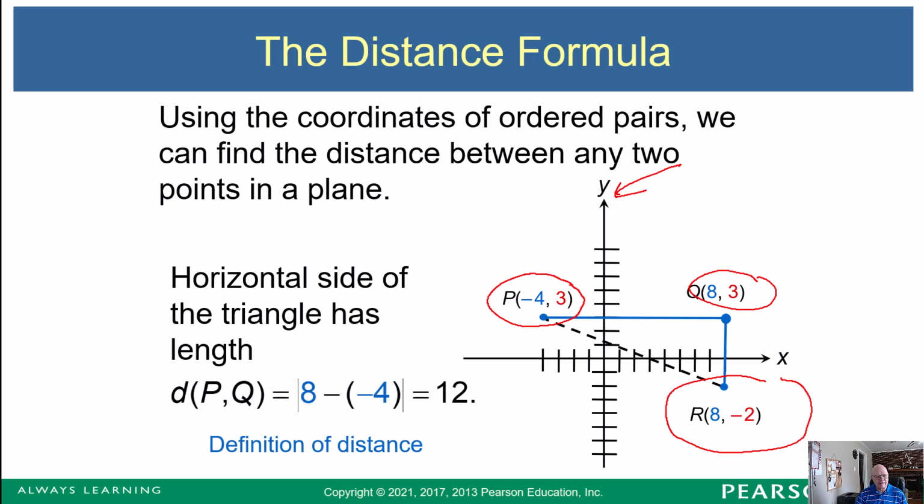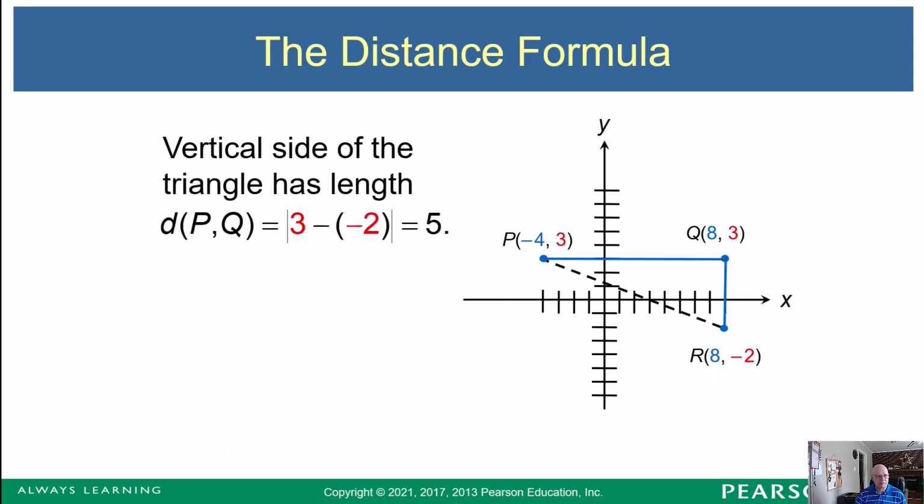Each one of the sides has a length. And the distance is just the difference between the two x coordinates, or the difference between the two y coordinates. And if you happen to end up with a negative, you turn it to positive, because distances are always non-negative.